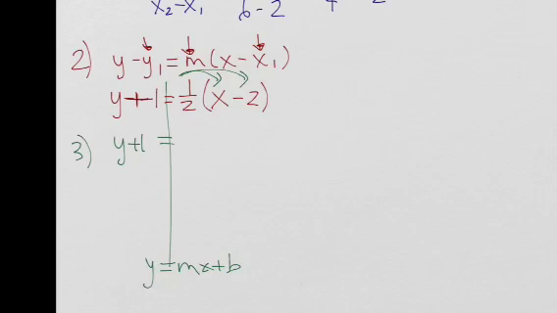First, the fraction, 1/2 times x just makes 1/2 times x. And then 1/2 times -2. Well, what is half of 2? Half of 2 is 1. Multiplying by 1/2 isn't hard.